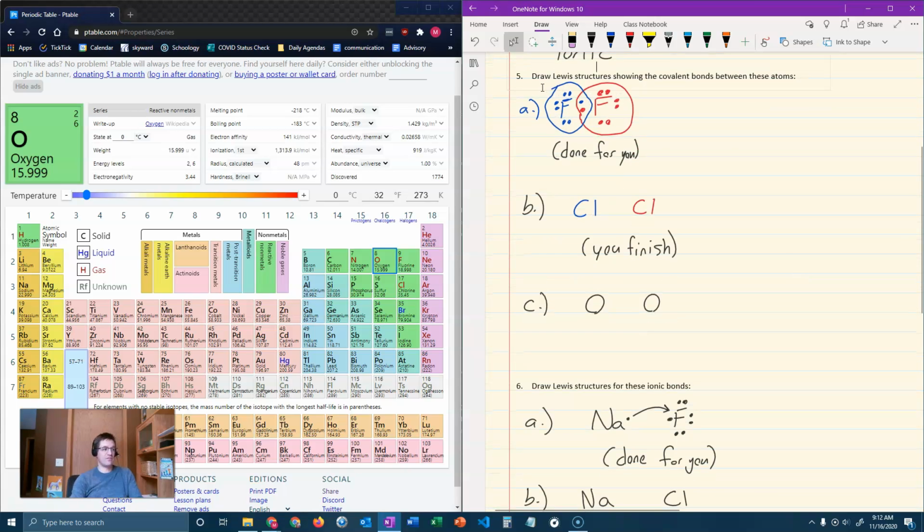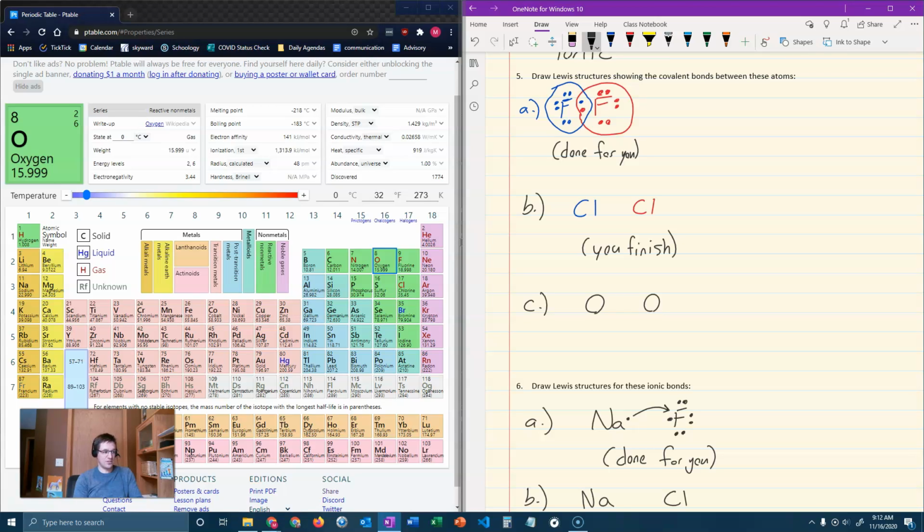And question number 5, let's do some Lewis structures showing covalent bonding. I've done the first one for you, okay? It helps if you have a couple of different colored pencils or pens, but it's not mandatory. So this is the covalent bond between fluorine atoms.